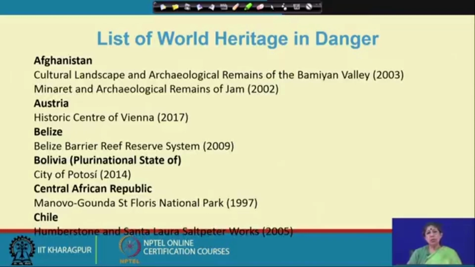So, in our next lecture, we will continue with the responsibility that comes when a site is inscribed as a World Heritage Site, and when it is put on the danger list, and how it can be managed, how it can be protected, and what are the responsibilities which come on the shoulders of the state party when it is inscribed as a World Heritage Site.